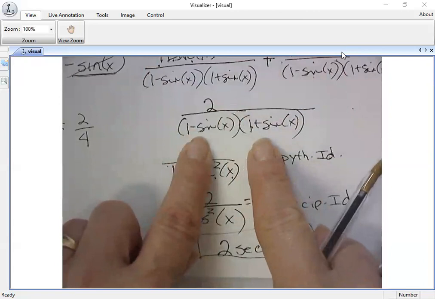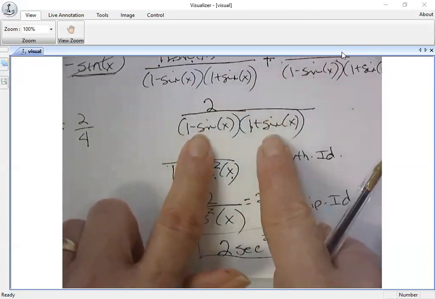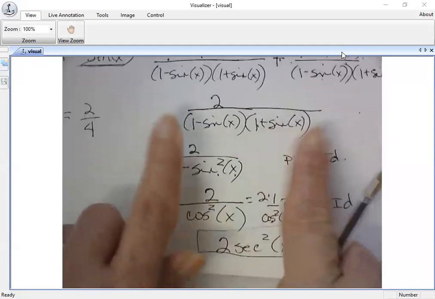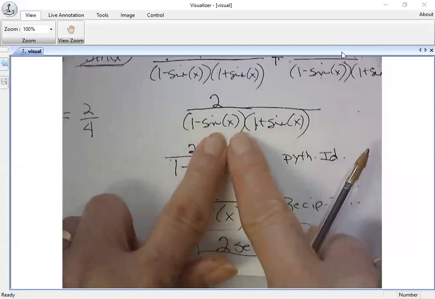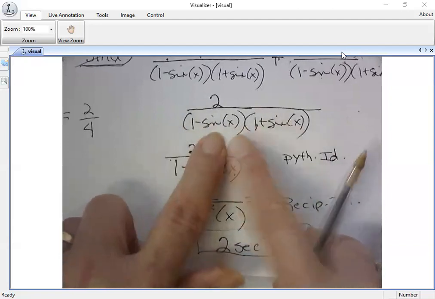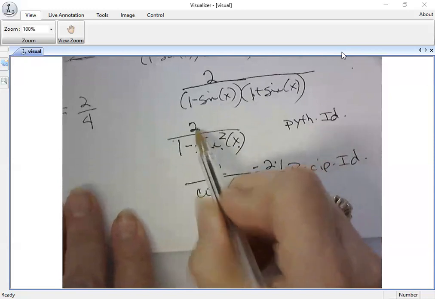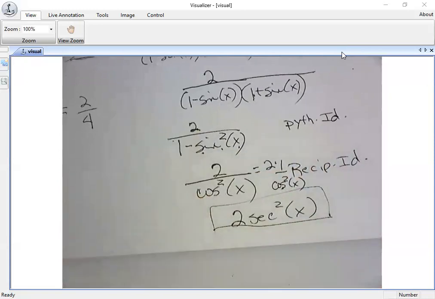And then to clean up this denominator, because it's this times this, we use FOIL. And when you multiply first times first, that's where you got the 1. Outer was a positive sine of x, inner was a negative sine of x. That's why those canceled out. And last times last is where the minus sine squared x came from. Okay? So at this point, we're now trying to figure out where we would go from here.